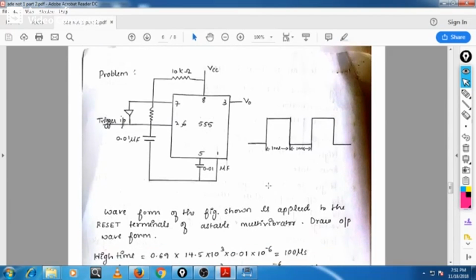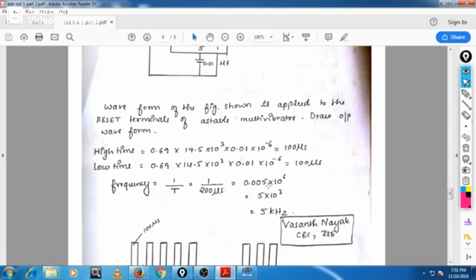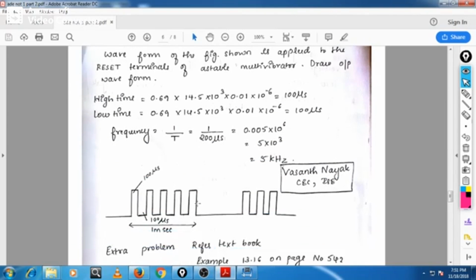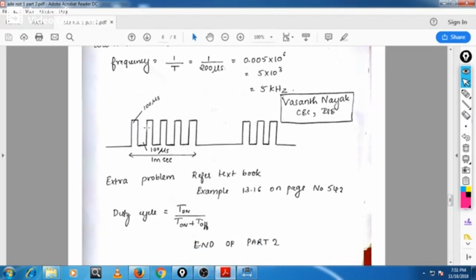So this is the problem related to astable multivibrator, where we are computing high time and low time, and calculating frequency, and this is the output waveform.